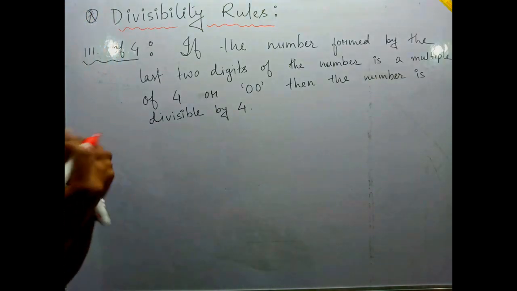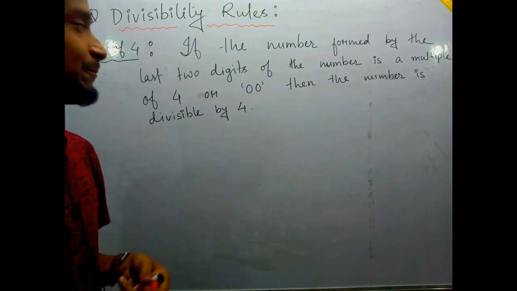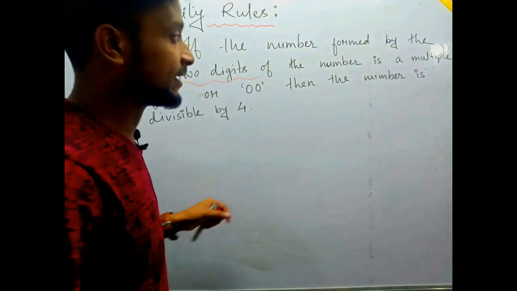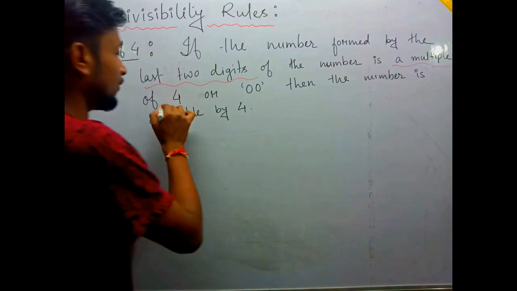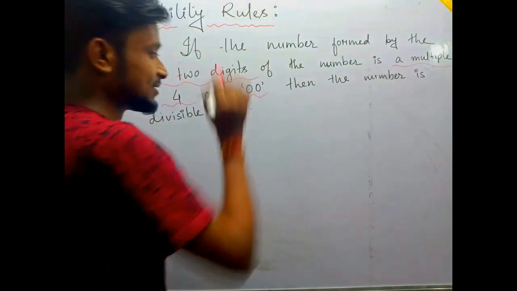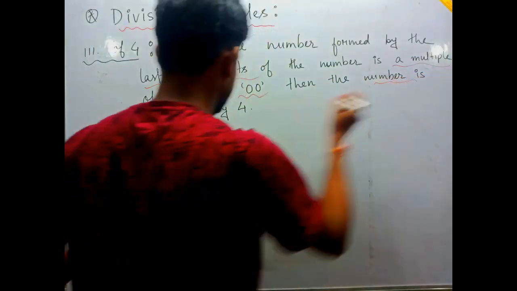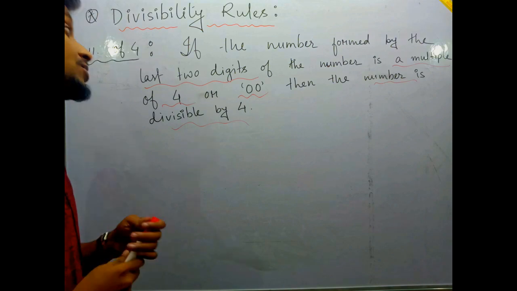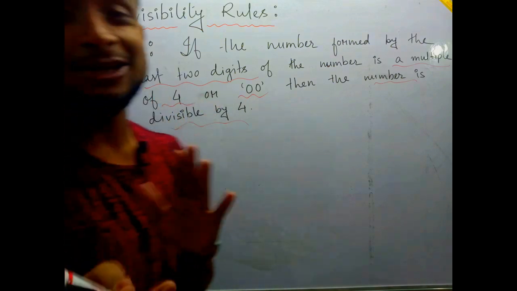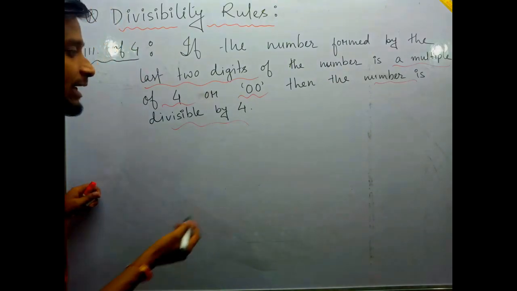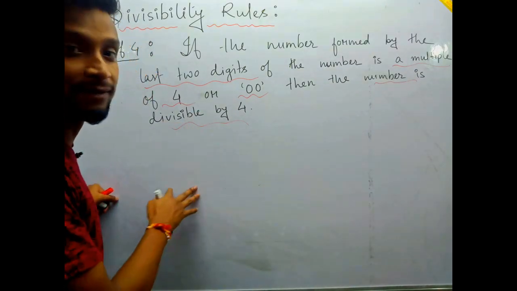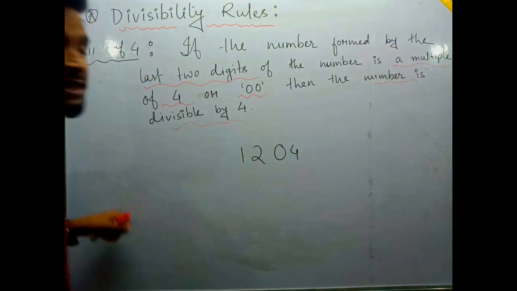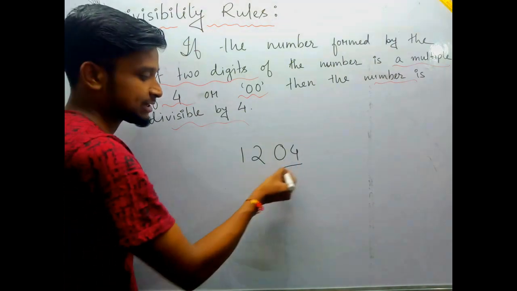Now go for the divisibility rule of 4. If the number formed by the last two digits of a number is a multiple of 4, or the last two digits are 0 0, then the number is divisible by 4. We just need to check the last two digits. Suppose we have a number; we just need to check the last two digits, which are 0 4.